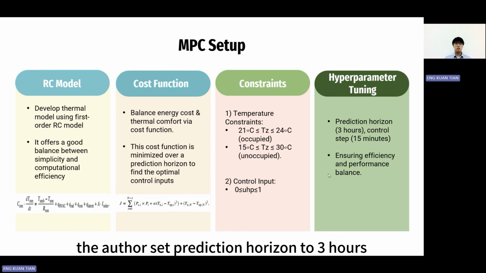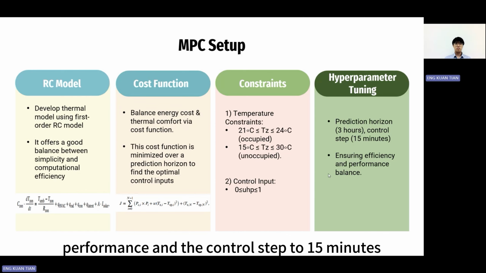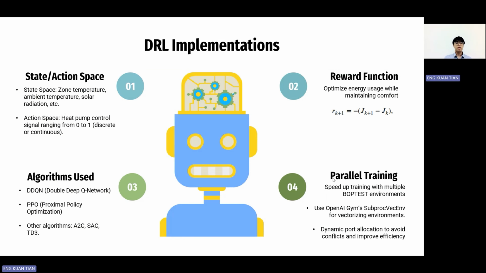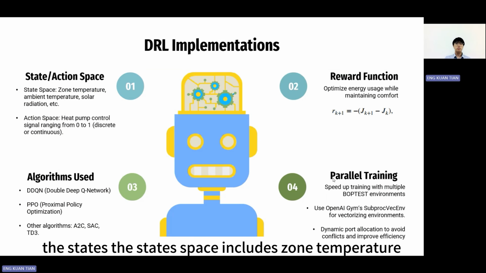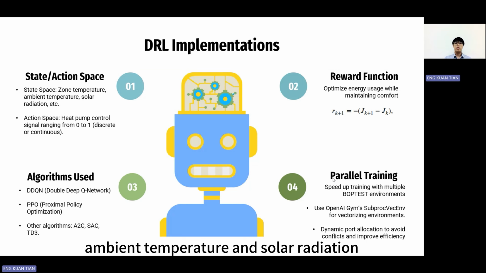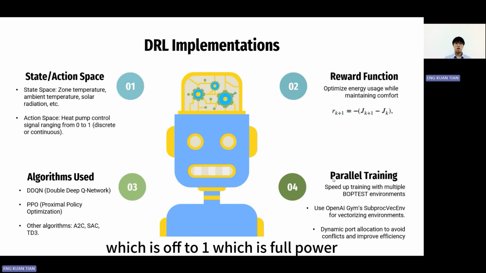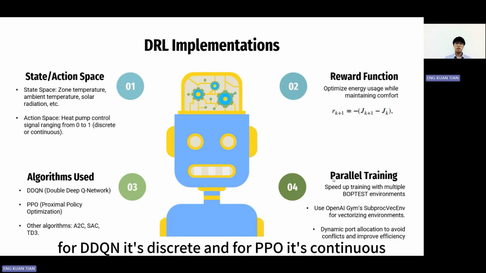The author set the prediction horizon to 3 hours and the control step to 15 minutes, balancing performance and computational efficiency. Moving on to the DRL setup. The state space includes zone temperature, ambient temperature, and solar radiation. The action space represents heat pump control from 0, which is off, to 1, which is full power. For DDQN, it's discrete, and for PPO, it's continuous.